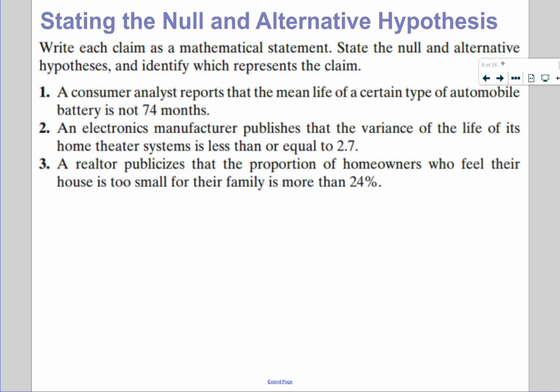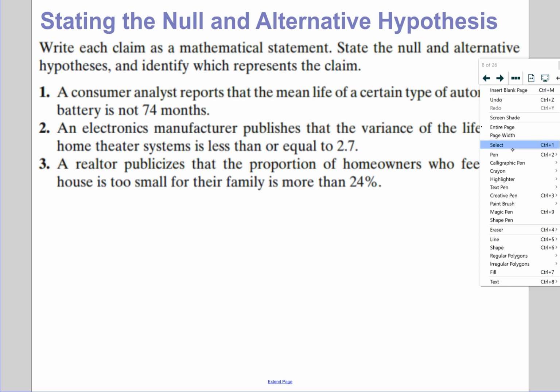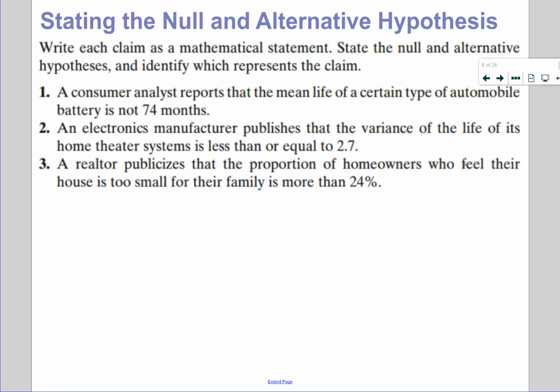All right. So number one, a consumer analyst reports that the mean life of a certain type of automobile battery is not 74 months. All right, so remember that your population parameter is going to change from one problem to the next. So it's important to kind of underline, circle, highlight, whatever that is. In this case, it is a claim about the mean of the population. And the claim is that it is not 74 months. All right, so claim is that my mean, which is my capital mu there, is not equal to 74 months.